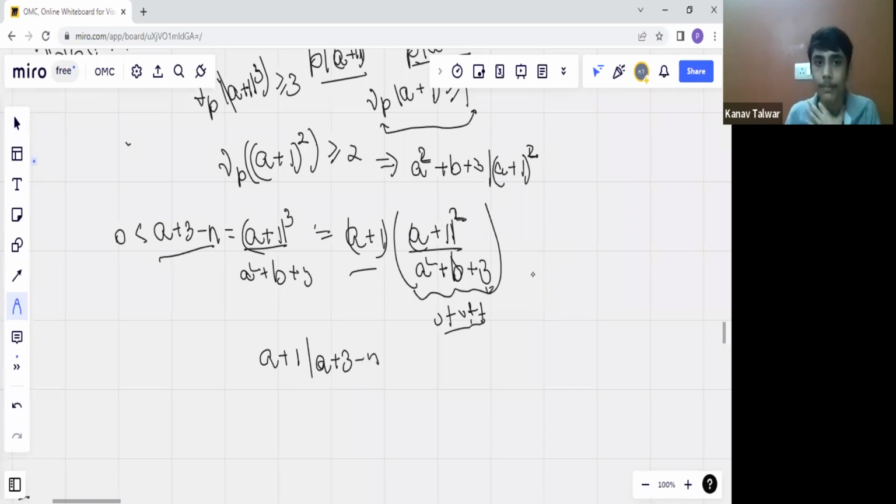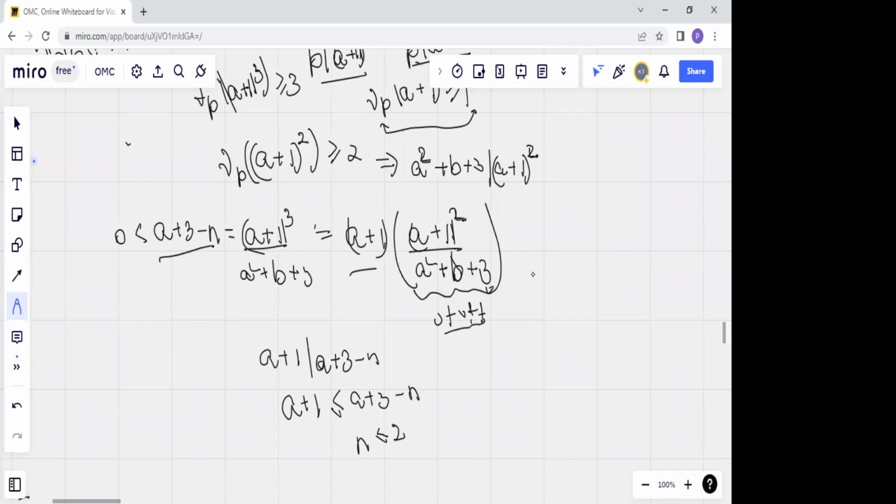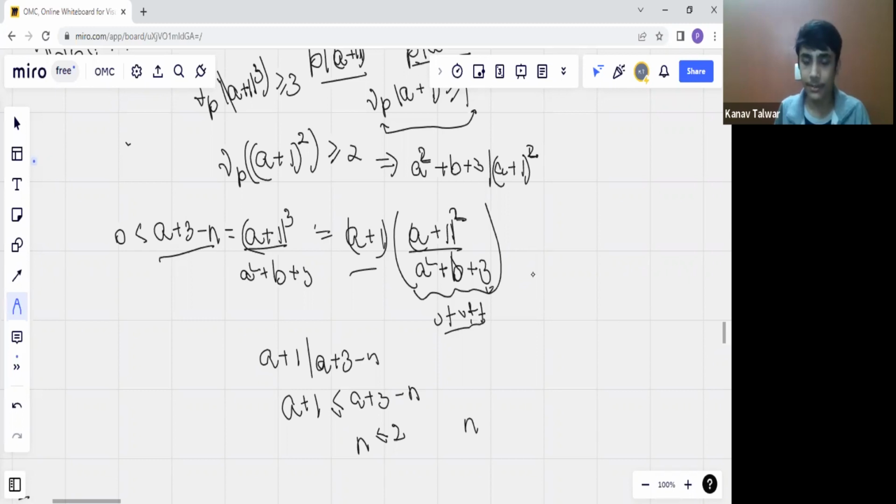Right? And as a plus 3 minus n is positive, we must have that a plus 1 is at most a plus 3 minus n, and hence n is at most 2. Are there any questions till now? No. Nice. So we have limited n to 1 or 2, just because n was a positive integer. Somebody in the beginning said that for n greater than or equal to 3, the pair a, b doesn't work. So you were right, for n greater than or equal to 3, no pair works. Is this part clear?